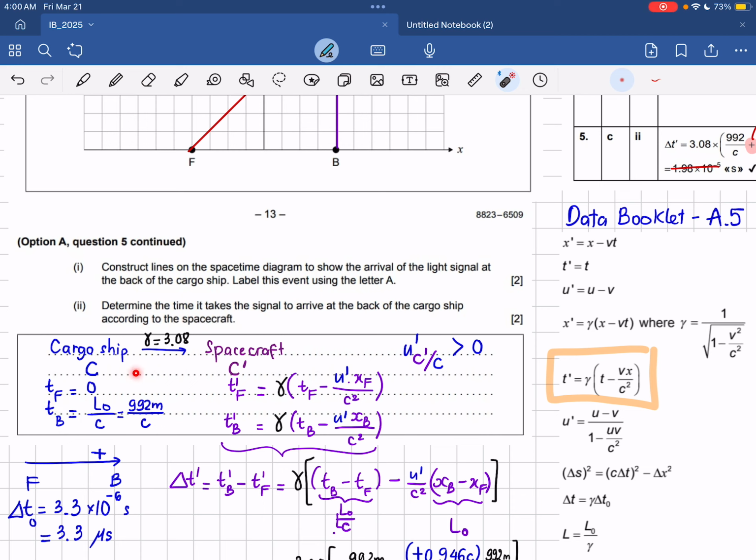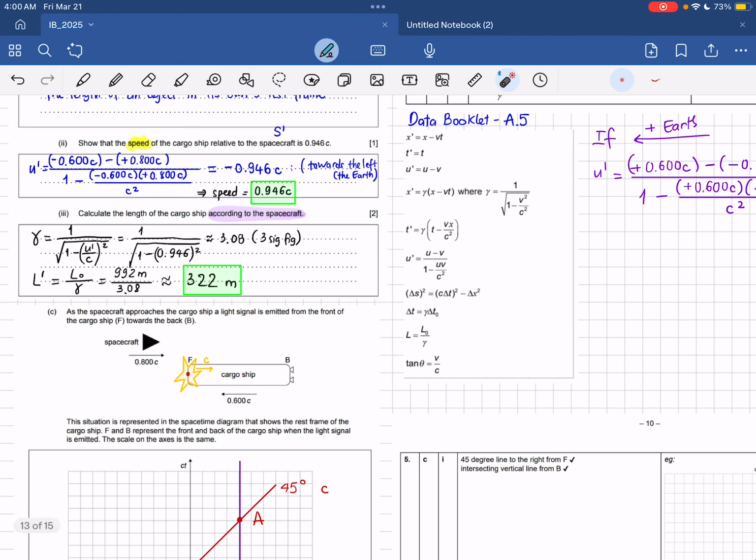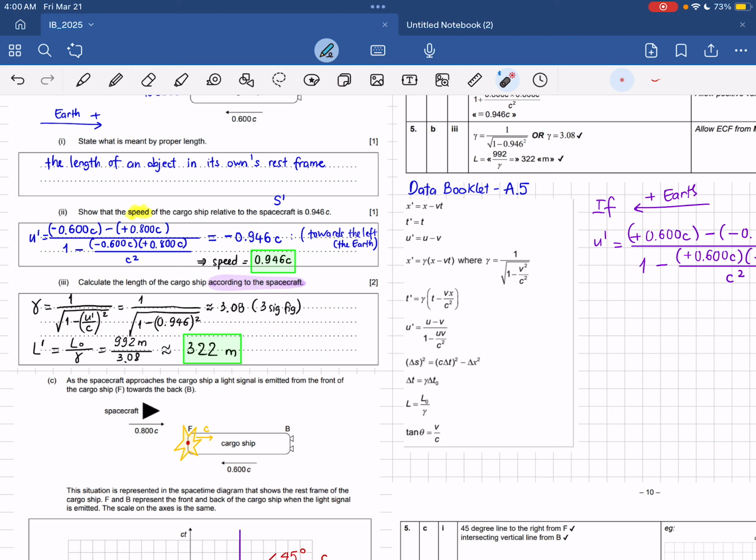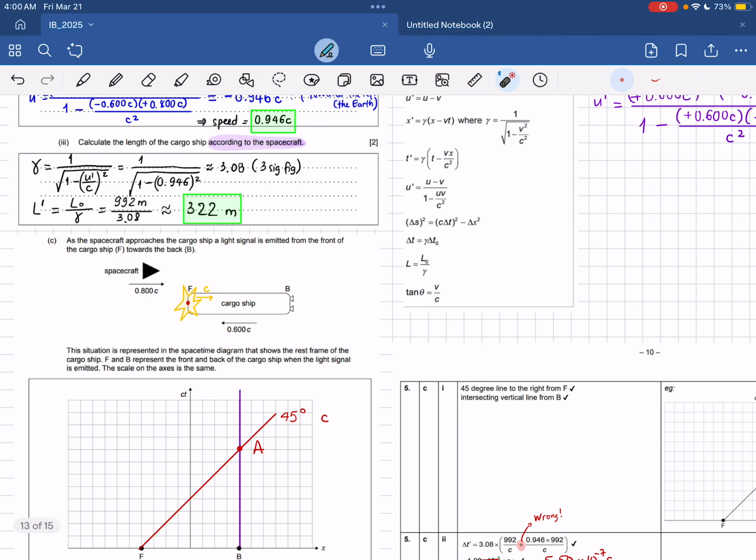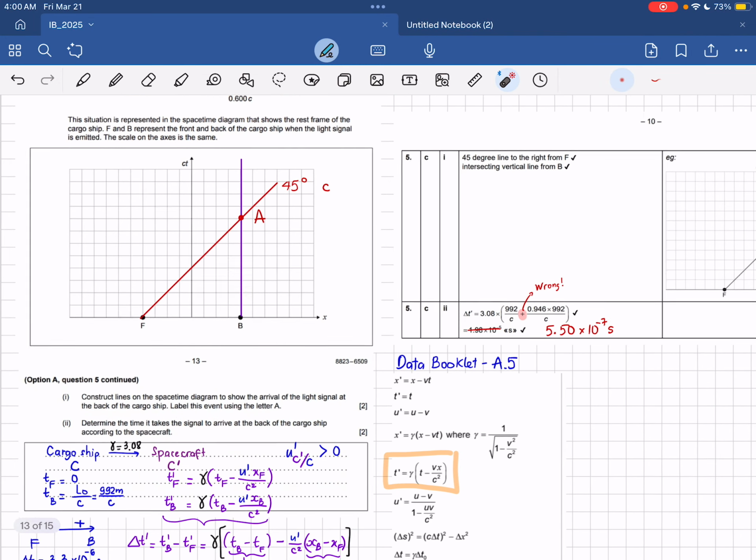Now we transform everything from here to the spacecraft. Just using this equation, we get TF prime will be gamma times TF here, just plug in this one here. And now this is the v here. What is the v here? The v here should be the speed of the spacecraft relative to the cargo ship. Again, this one has also been calculated before. Here, you see, this is of the cargo ship relative to the spacecraft. So when we compare the spacecraft to the cargo ship, it will be the opposite direction, right? The magnitude of the speed is the same, but just in the opposite direction.